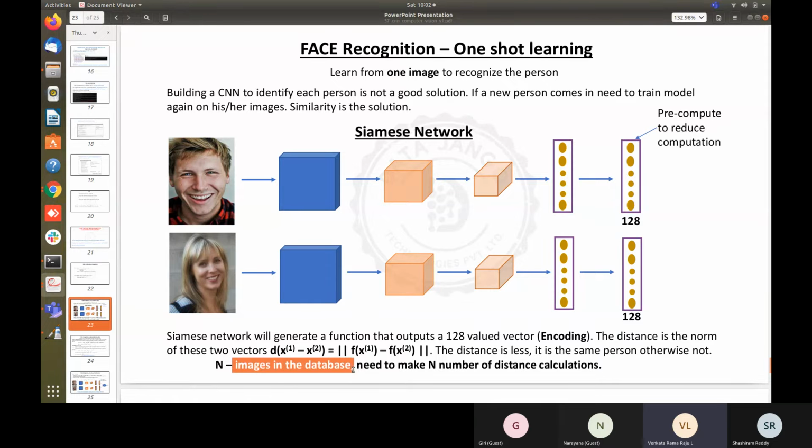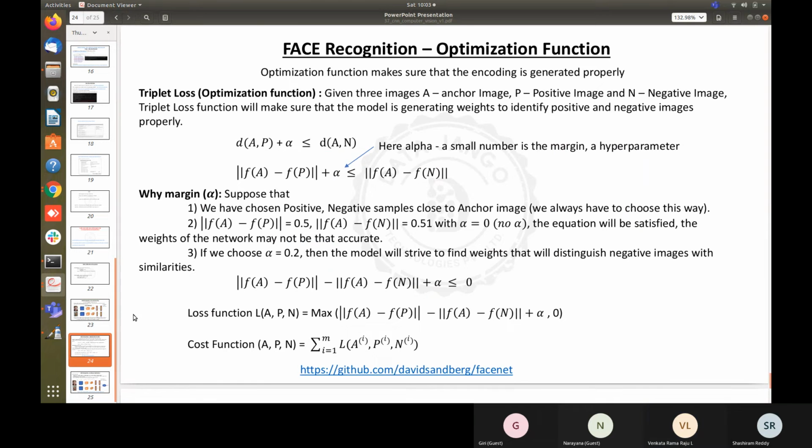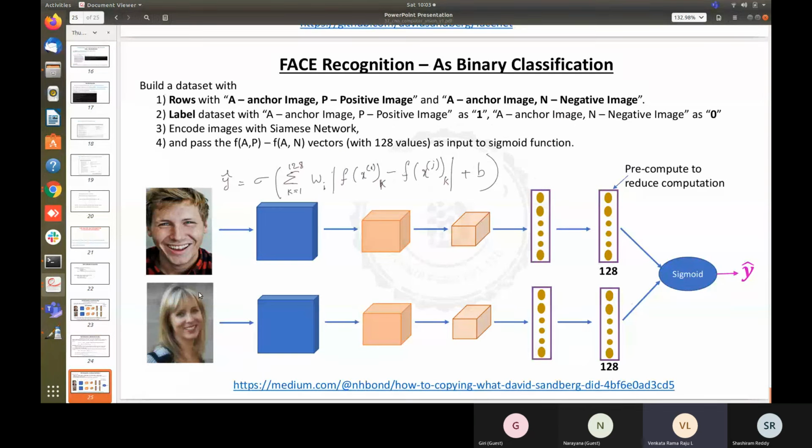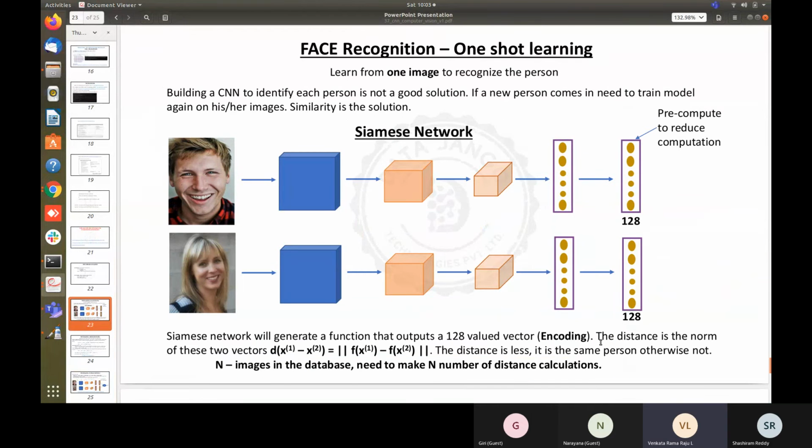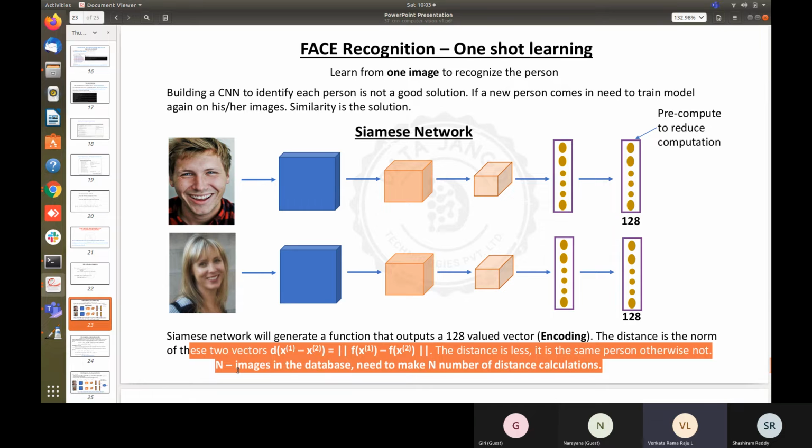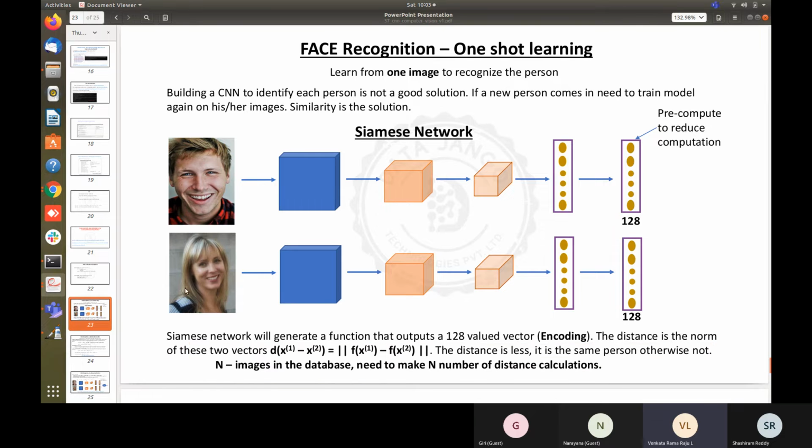With N images in the database, you need to make N distance calculations. So when a new image comes in, you pass it to the function, the network, and get the 128 dimensional vector, and then compare the distances between that vector and each 128 dimensional vector present in the database. So that is the network.